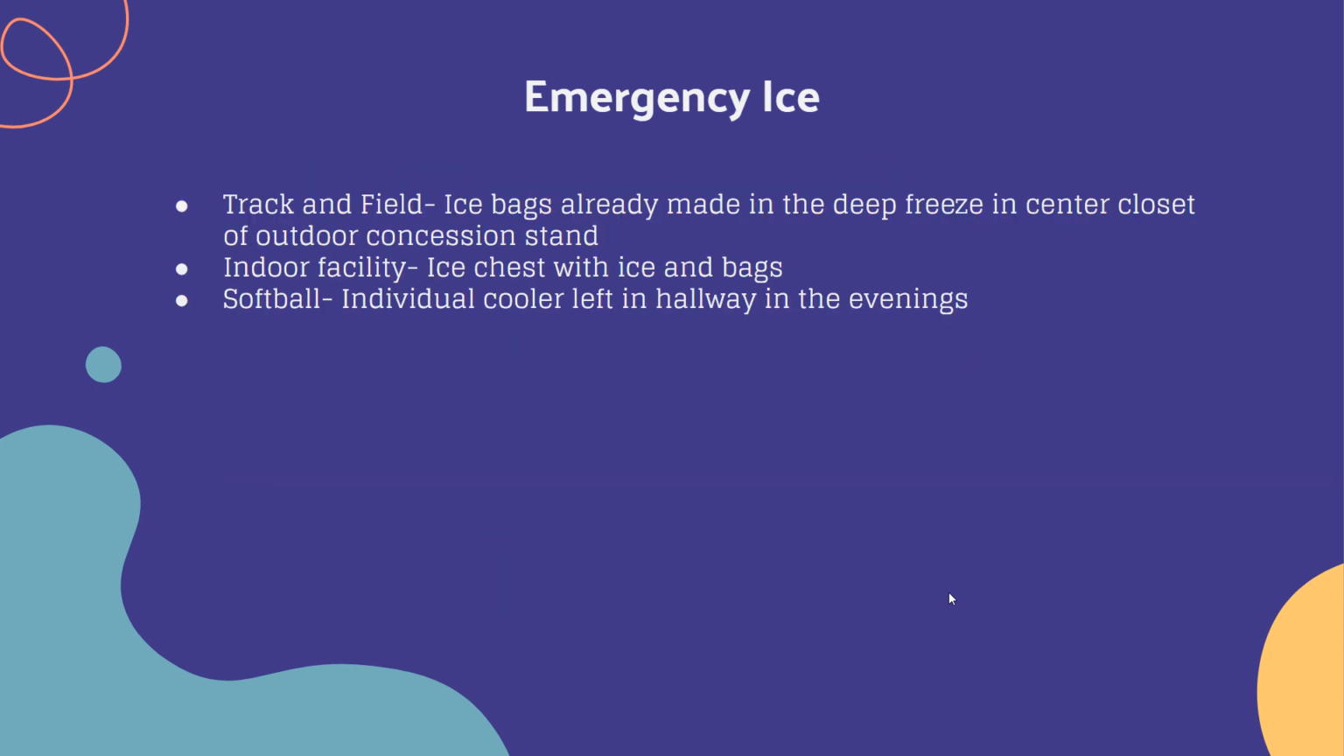All right, so emergency ice. For track and field, we have the big deep freeze out in the middle center closet of the concession stand. We will try to have 40 or 50 bags made at the beginning of the season in there for you. If you notice that's running low, let us know and we'll fill more. When people are using the indoor facility, we'll have an ice chest with ice bags in there. Softball asks that we have an individual cooler for them, and then we'll also have a cooler just right outside the training room that we always have filled with ice.